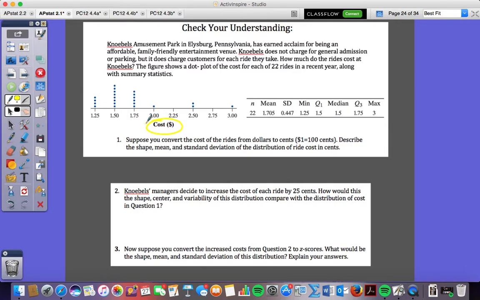How is this coming for you? Is there anything you're not getting? Standard deviation. Oh, noting that $1 equals... Good. Let me know, okay?